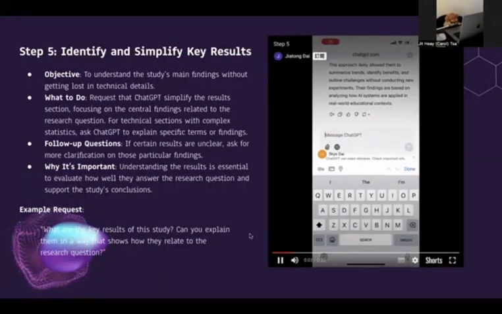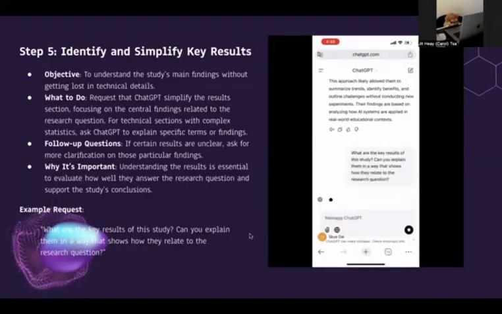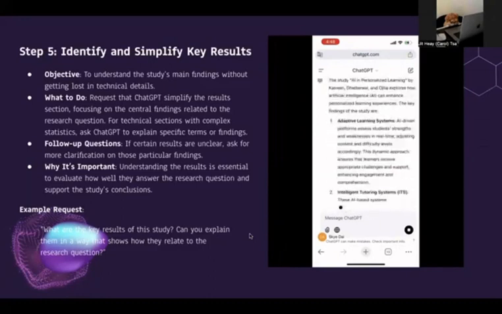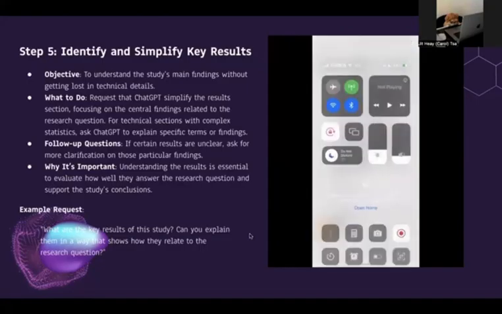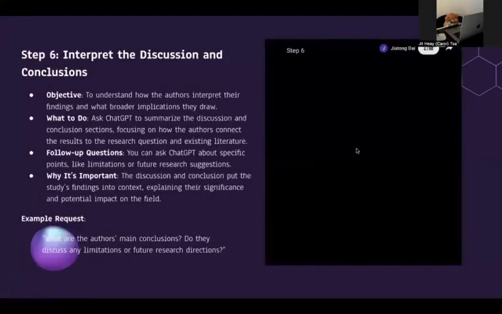Now we move to the results section where we identify the main findings. The results can be technical, so asking ChatGPT to simplify them is really helpful. You might say, what are the key results of this study? Can you explain them in a way that shows how they relate to the research question? So understanding the results lets us see how the research answers its central questions.